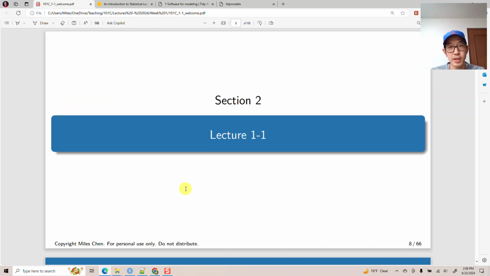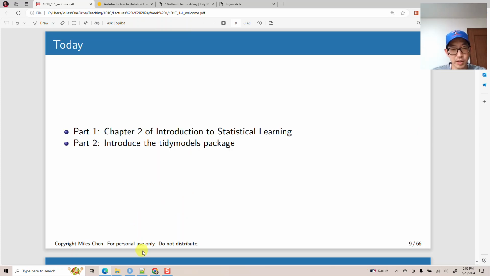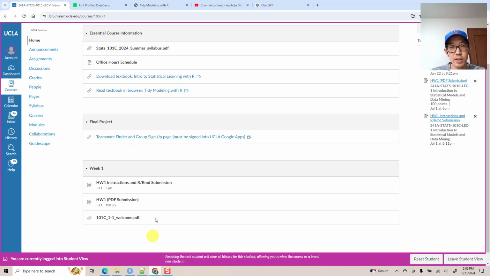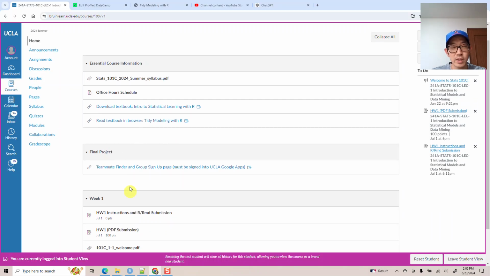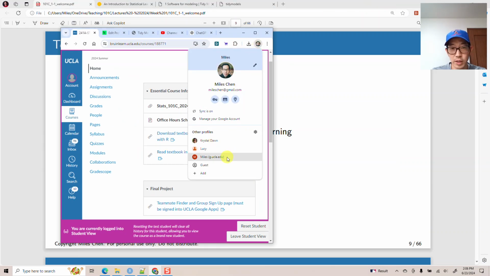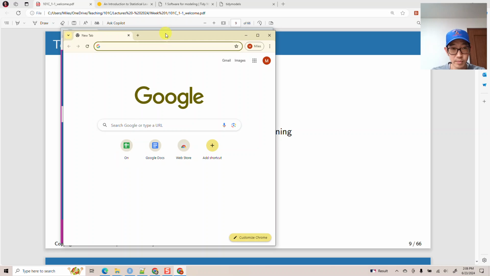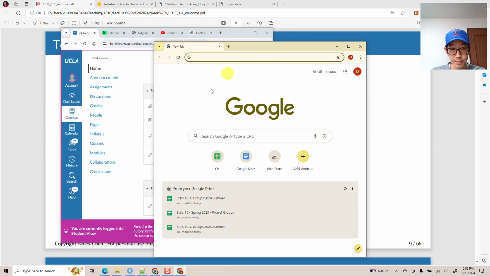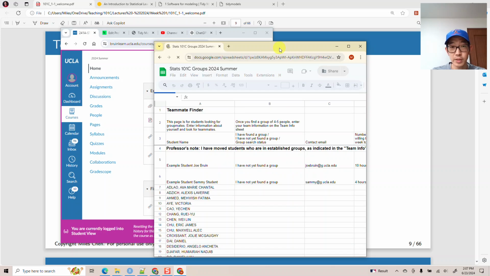Okay? Before I get into the content for the first stuff, let me point out a couple of things on the class website. One of these things is this teammate finder and group sign up page. You have to be signed into Google Apps. So let me do that. And I think it's right here.